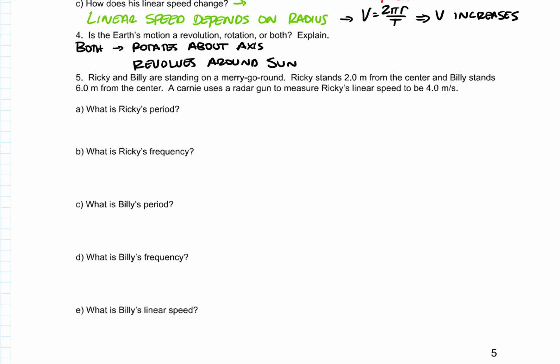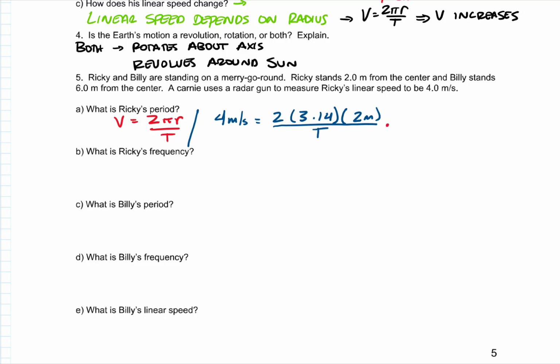Ricky and Billy are standing on a merry-go-round. Ricky's 2 meters from the center, and Billy is 6 meters from the center. Somebody at the carnival uses a radar gun to measure Ricky's linear speed, and it's 4 meters per second. So for Ricky's period, what we have to do is velocity is 2 pi r over the period. For Ricky, we know his speed is 4 meters per second. 2, and then for pi, we're going to do 3.14 times the radius. Now for Ricky, his radius is 2 meters, divided by the period. So we have to solve for the period.